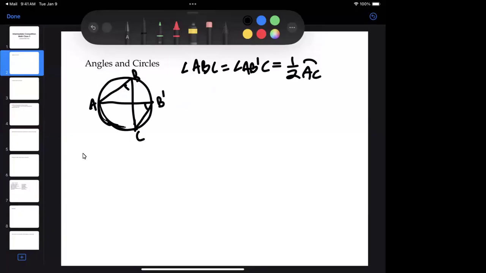And then we also have, if it's a secant angle, then this is beta, this is alpha. Then we'll have A, B, C. The angle BAC is equal to alpha minus beta over 2.